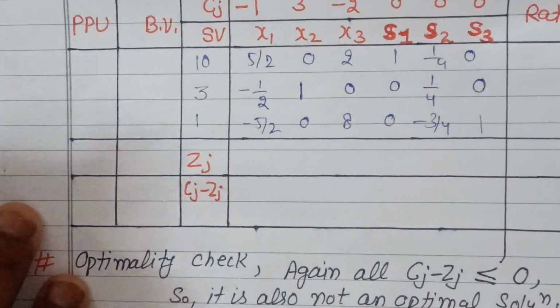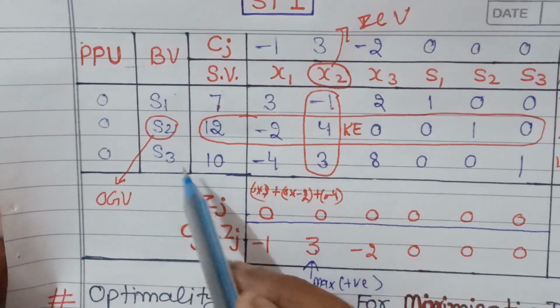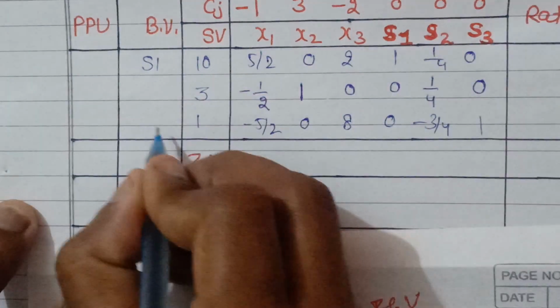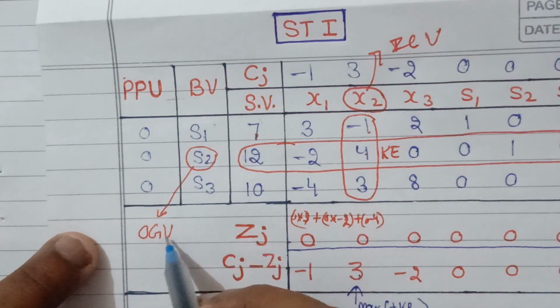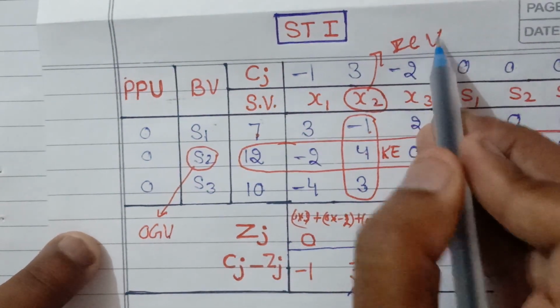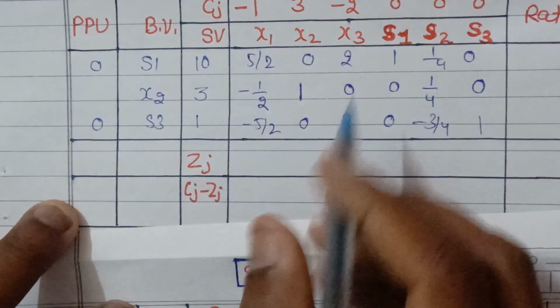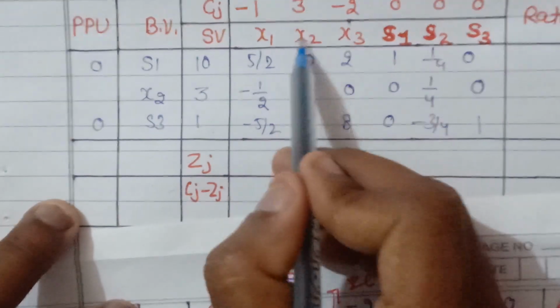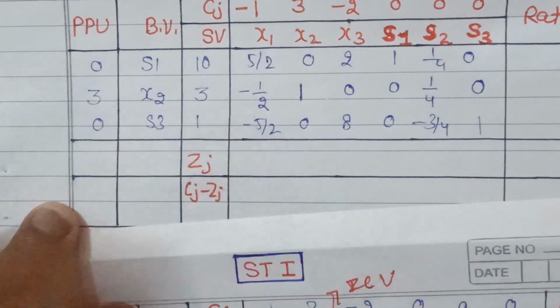Now from the simplex table 1 you will see that this S1 and S3 will not change. So let us write this S1 and S3 as it is, and their values 0 and 0. Now you will see here that this S2 is the outgoing variable and this X2 is the incoming variable. So now we have to write the X2 here, and the PPU value for this X2 will now be 3. So let us write 3 here.